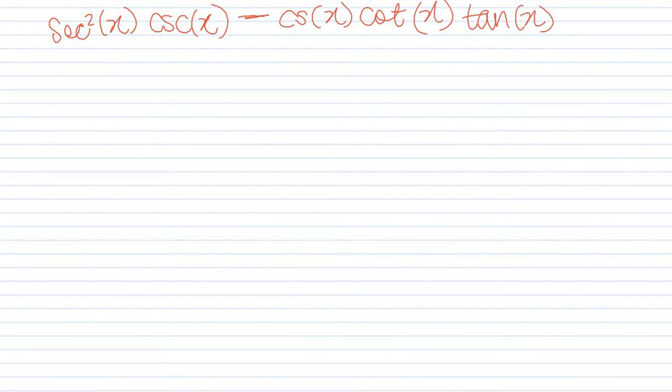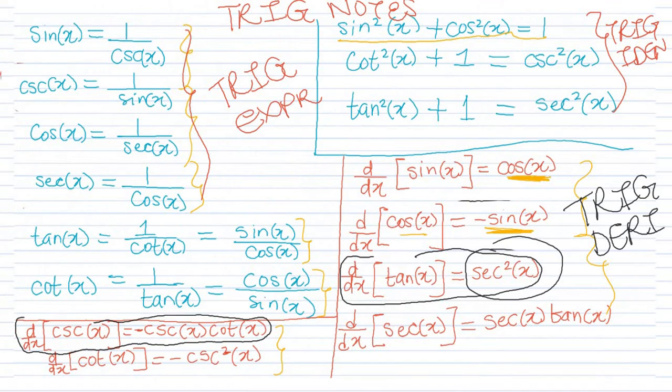Secant squared x multiplied by cosecant x minus cosecant x cotangent x tan x. So that's what we have. In my videos, I like to break down complex trig information into sine and cosine in order for me to see it more clearly. So we have secant squared x. What is secant squared x?